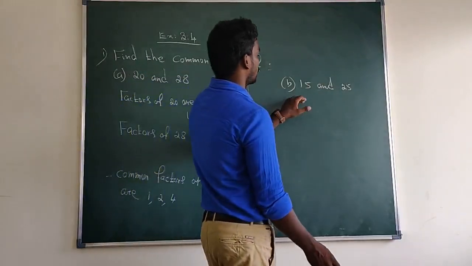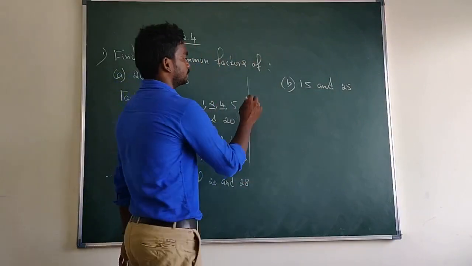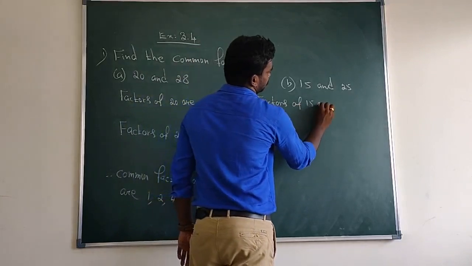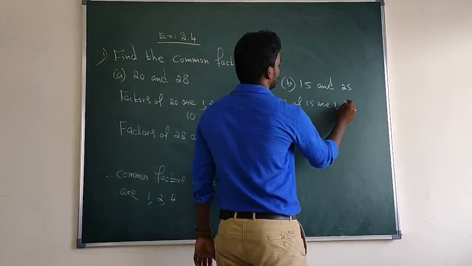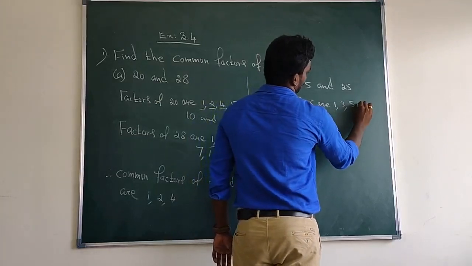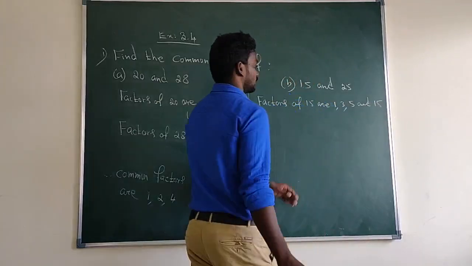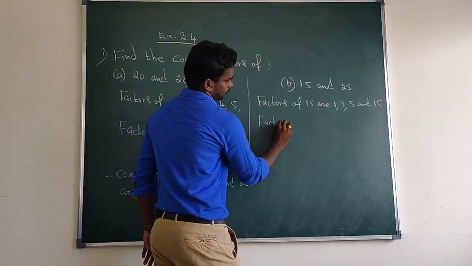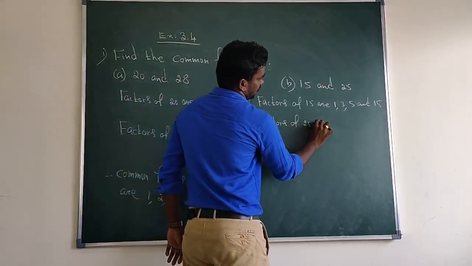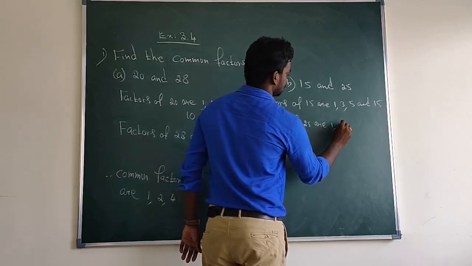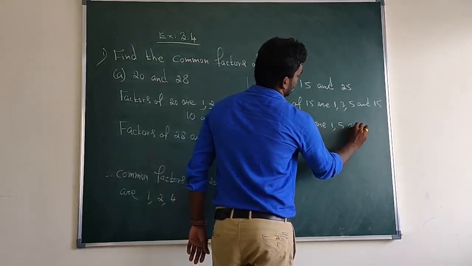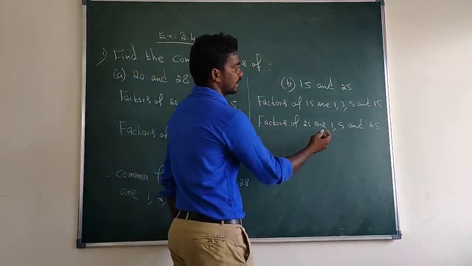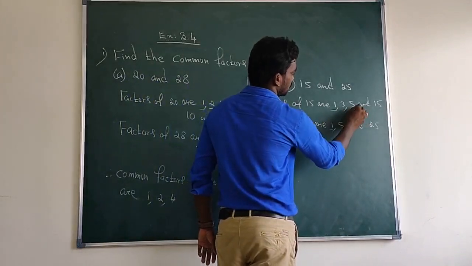Next question. Find the common factors of 15 and 25. What are the factors of 15? The factors of 15 are 1, 3, 5 and 15. What are the factors of 25? The factors of 25 are 1, 5 and 25 only. What are the common factors here? The common factors are 1 and 5 only.